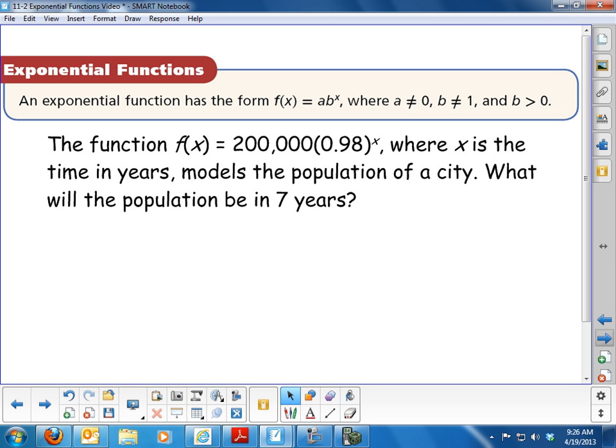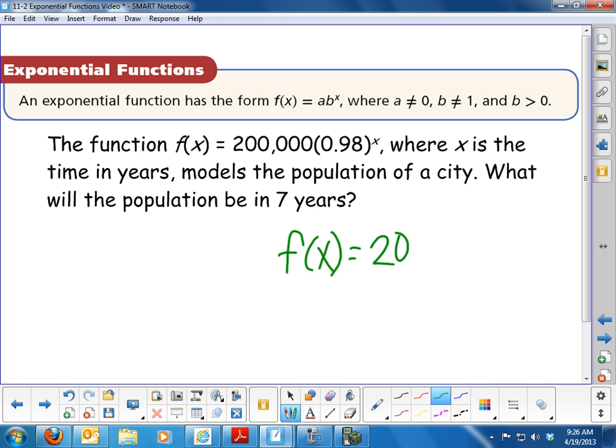So here I have this function, f of x equals 200,000 times 0.98 to the x, where x is the time in years. That models the population of a city. We want to know what the population will be in 7 years. So I know that my 7 is my years, which it told me in the instructions is x. So I'm going to figure out what the population will be, that's f of x, when I plug in 200,000 times 0.98 raised to the 7.